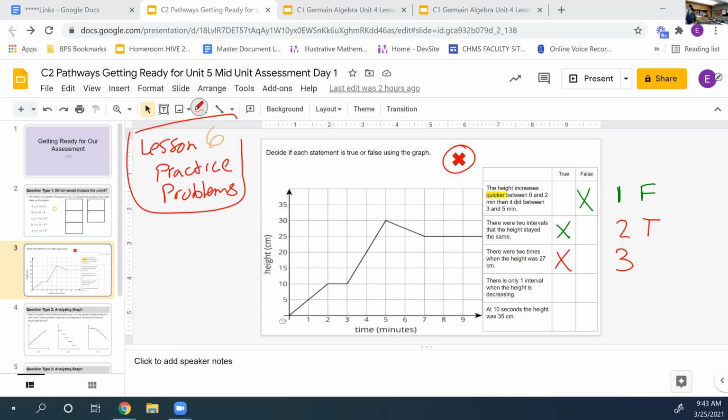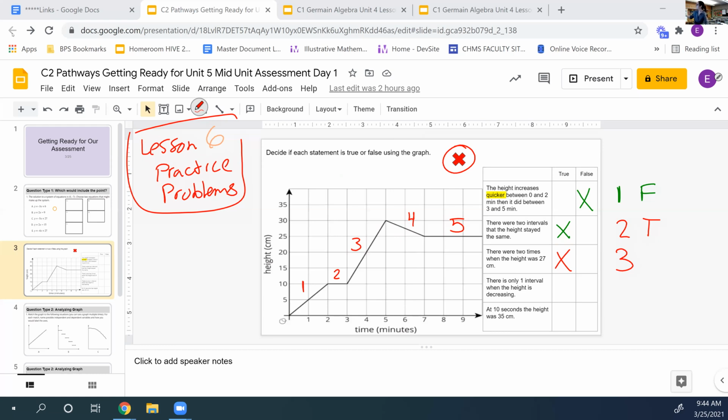Okay, so now it says there is only one interval when the height is decreasing. So if the height is decreasing, we're going to look for a piece where our line is going in what direction? Down. So if we number these pieces here, like this is number 1, number 2, number 3, 4, and 5. Give me a number, when is our equation line decreasing or our height decreasing?